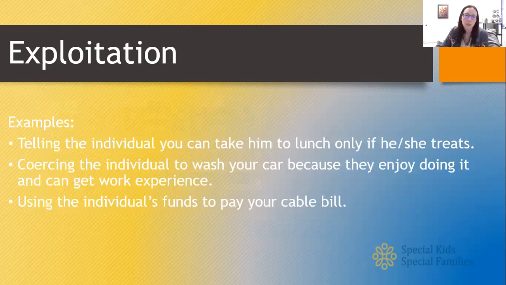Examples include telling the individual you can take him to lunch only if he or she treats, coercing the individual to wash your car because they enjoy doing it and can get work experience, using the individual's funds to pay your cable bill.